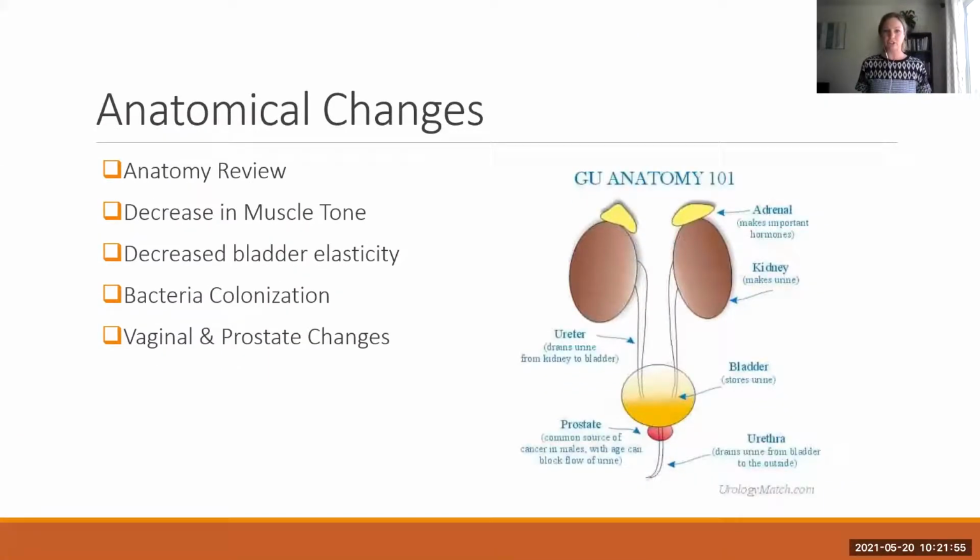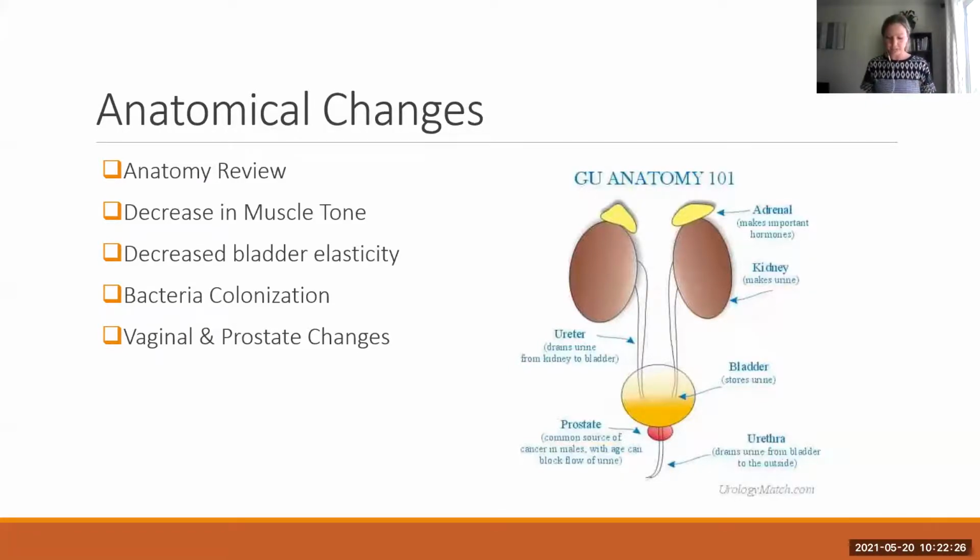So this is just a picture of GU anatomy, kind of 101. Take a look at that. That goes over the kidneys, the ureters, the bladder, prostate, urethra, all the things we just talked about. On the top are the adrenal glands. I'm going to skip over those, but those are important in endocrine. They create important things like cortisol and others. They control blood pressure and all kinds of important things, but they're not necessarily super connected to the GU system, but they're physically connected to the kidneys.